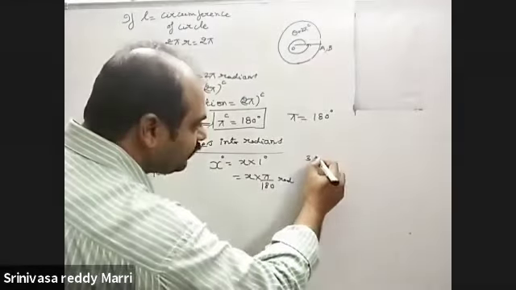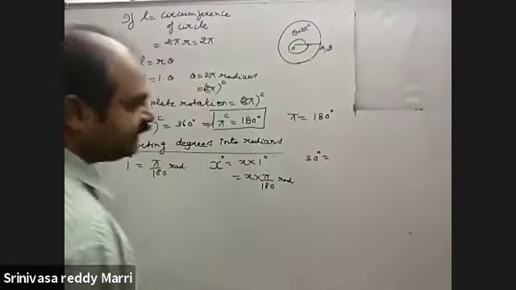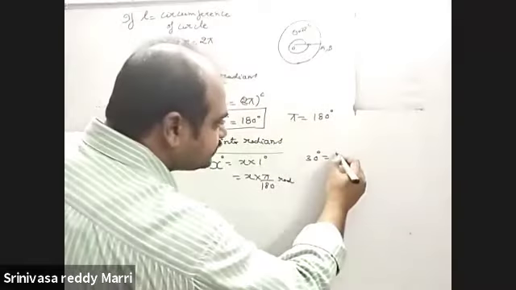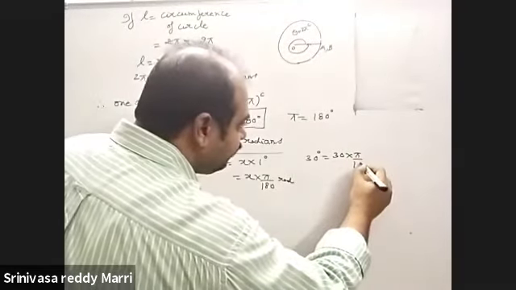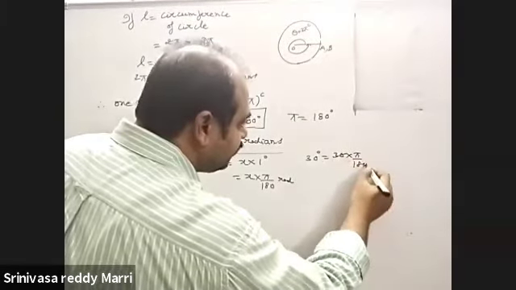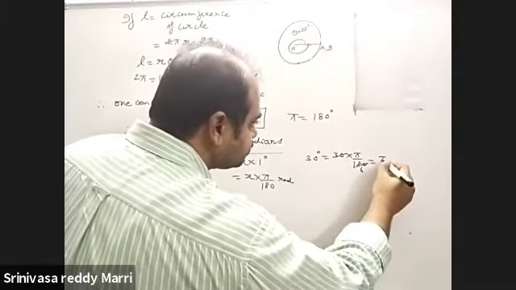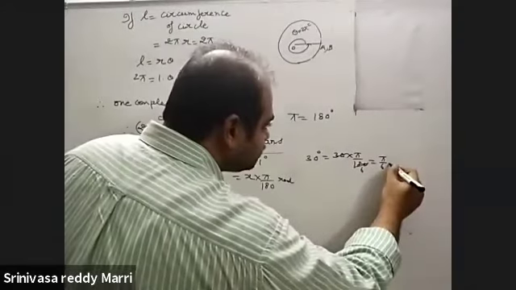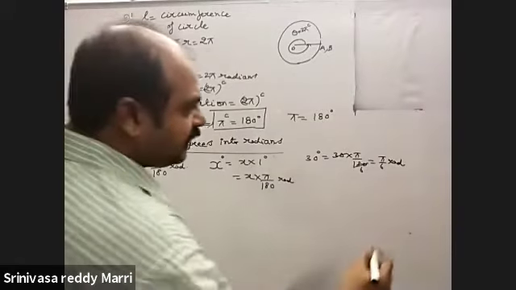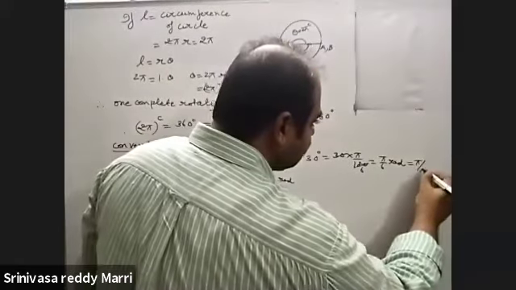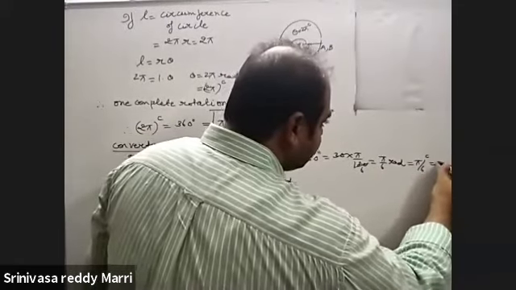Suppose, let us say, 30 degrees is there, x degrees. This is nothing but 30 into pi by 180. So 6 times 30 is 180, that means this is nothing but pi by 6 radians. Pi by 6 radians.